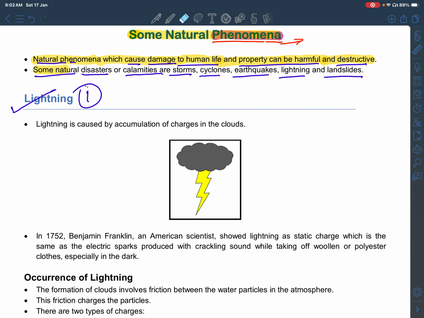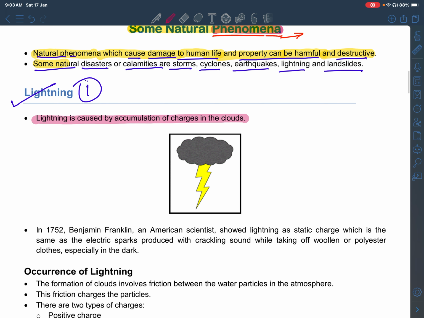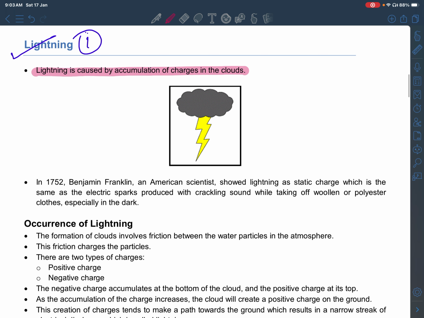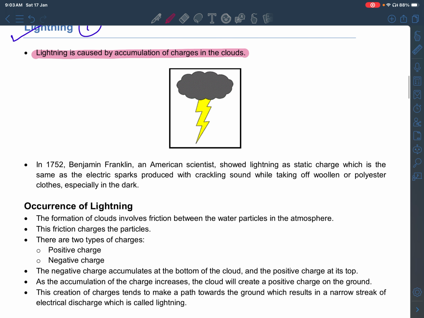Okay, now, so let's start. Lightning, actually, what is lightning? Lightning is caused by accumulation of charges in the cloud. Once again, lightning is caused by accumulation of charges in the cloud. It means when these clouds that come close to each other and rub with each other due to the friction between the surfaces, the charges get produced. Okay, so the experiment on lightning was performed by Benjamin Franklin in 1752.